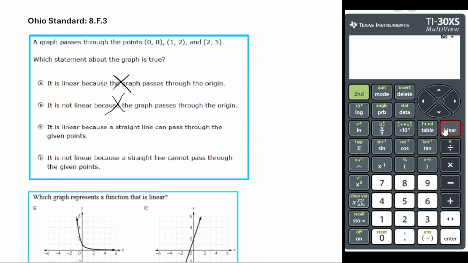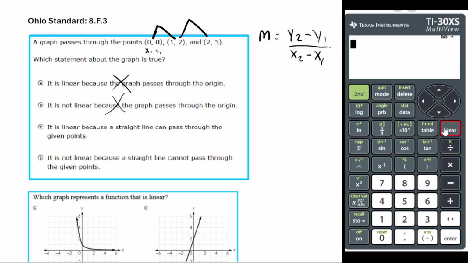The key to a linear function is that your slope between any two points is consistent, meaning that if I take the slope of (0, 0) and (1, 2), and then I take the slope of (1, 2) and (2, 5), it should be the same. Okay? Now, let's talk about finding slope. Slope is y2 minus y1 over x2 minus x1, the change in y over the change in x, the rise over run. We've referred to it as so many different things.